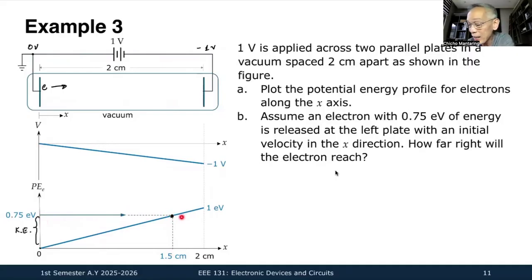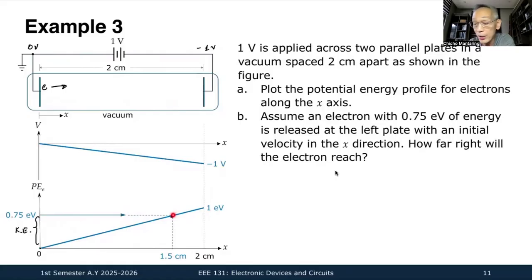First of all, why can it not go beyond this point? Because if it goes beyond this point, then its kinetic energy will be negative. There's no such thing as negative kinetic energy. If you have a negative kinetic energy and you go back to classical physics, what is kinetic energy? 1/2 mv squared. Your v is going to end up being imaginary.